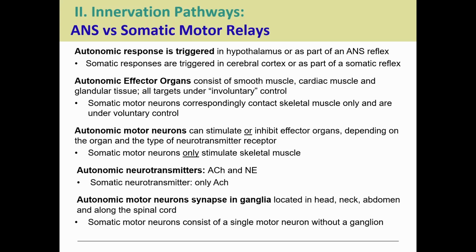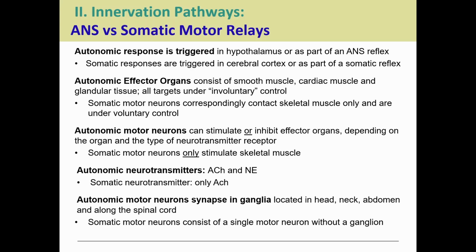When it comes to autonomic neurotransmitters, we have a couple options. It can be acetylcholine or norepinephrine, but somatic is only going to be acetylcholine. When it comes to where we find those ganglia, where the two neurons meet, we see those ganglia in the head, neck, abdomen, and right along the spinal cord for autonomic. But somatic, we don't necessarily have that ganglion just hanging out there. The somatic motor neurons are going to extend all the way into the central nervous system.